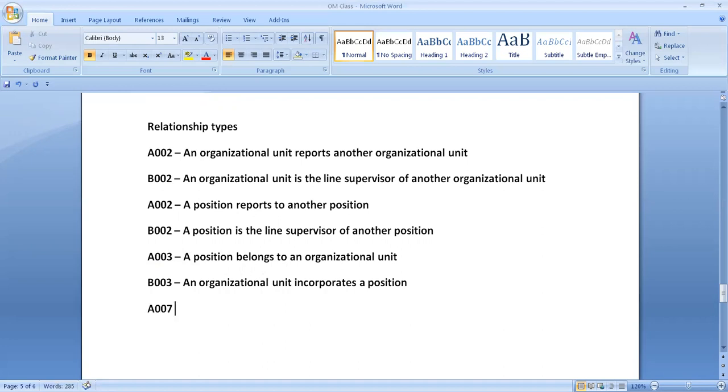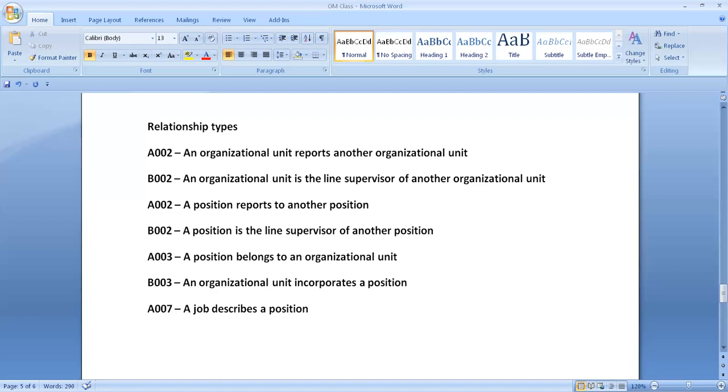Say I'm typing A007. A job describes a position. We have discussed job and position. A job is describing a position. In SAP, a person holds a position. He doesn't hold a job. So what is a job? You can say it describes a position.